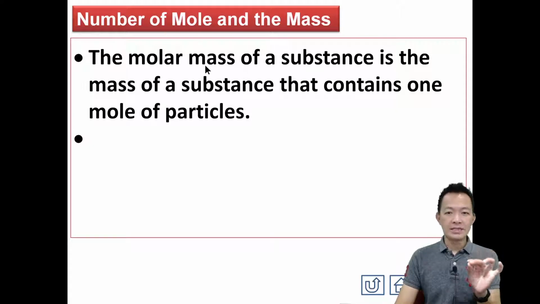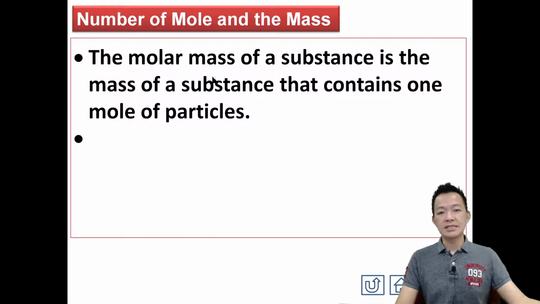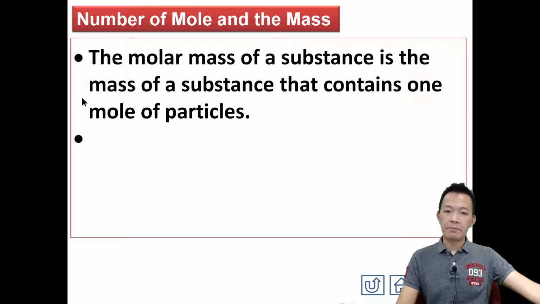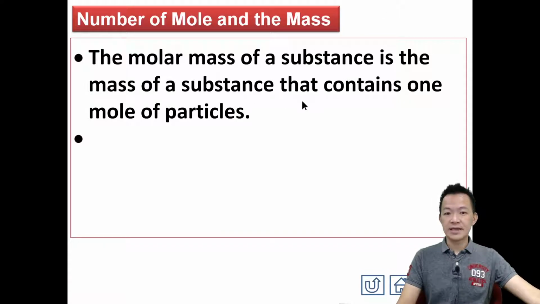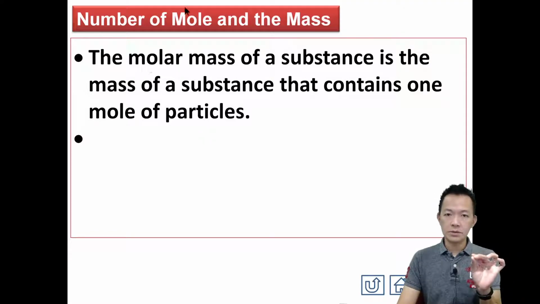The molar mass of a substance is a mass of a substance that contains one mole particle. So what's meant by molar mass? Molar mass 就是一 mole 多少 gram 的意思。So the molar mass of the substance is a mass of a substance that contains one mole particle. Molar mass 就是 one mole 多少 gram, one mole 多少 grams.